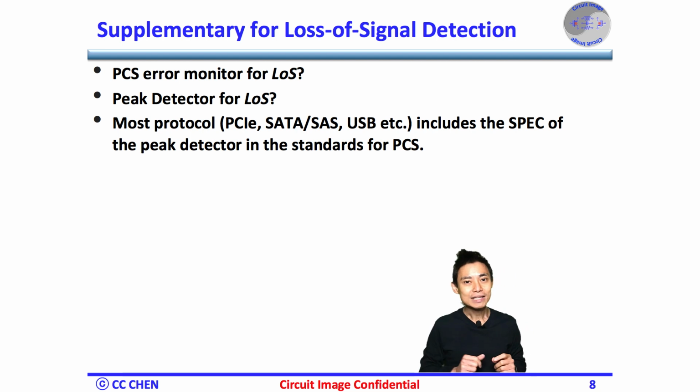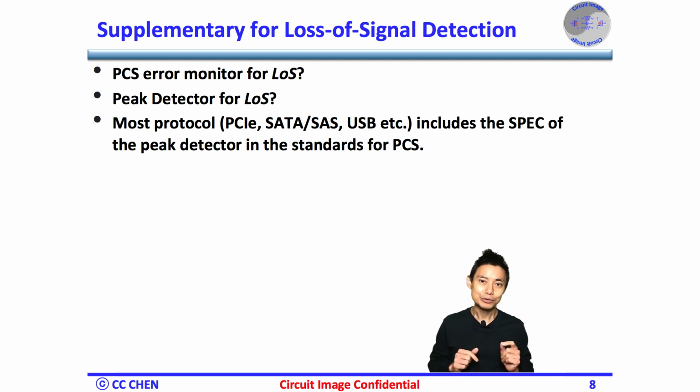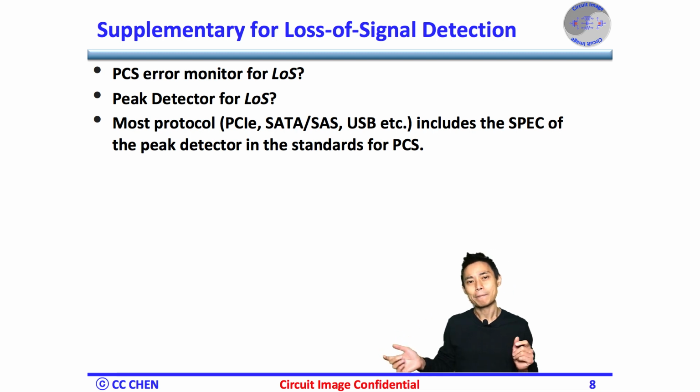Nice, the PCS error monitor could be used to serve as the loss of signal detector in digital. But the latency could still be an issue as well, and the response time could be too slow to stop the CDR frequency drift in time.